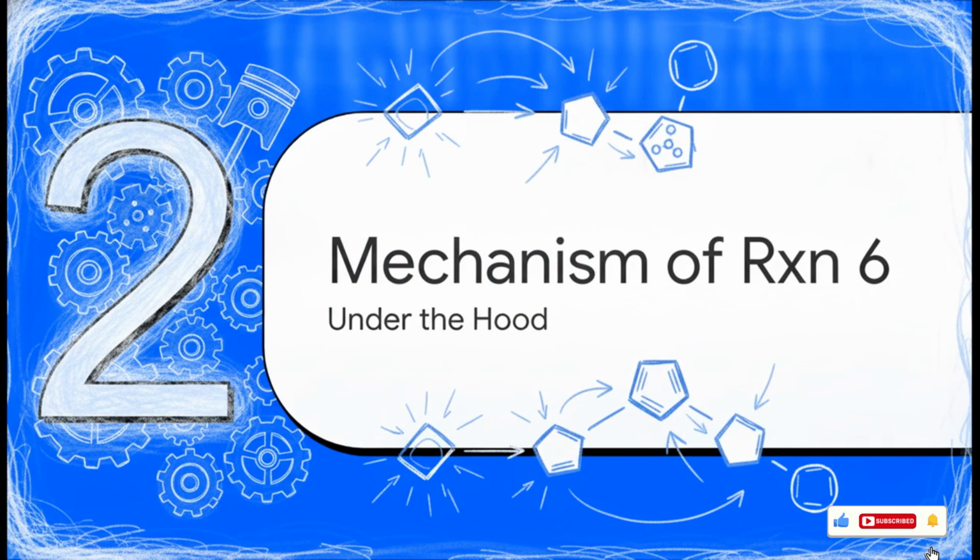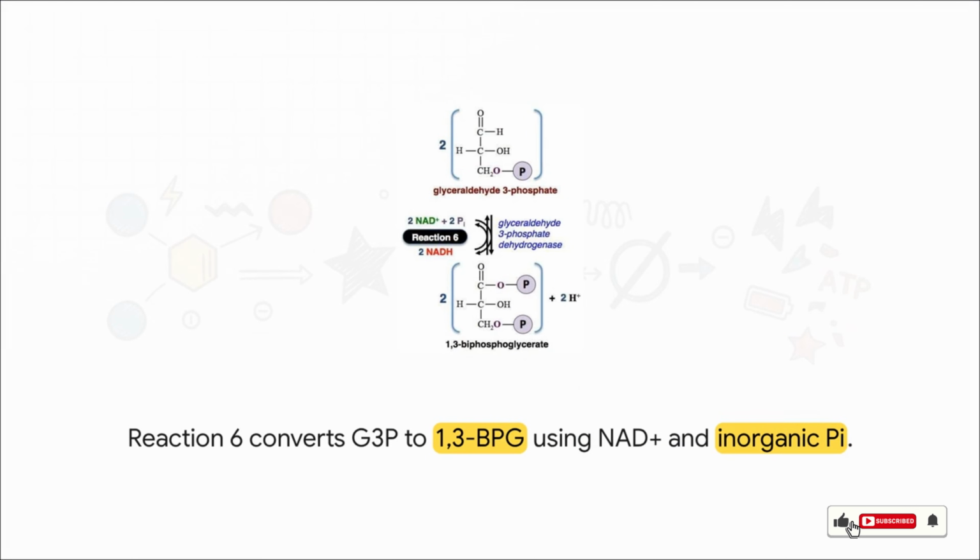Moving on to Section 2, mechanism of reaction 6. Okay, so this whole transformation is catalyzed by an enzyme called glyceraldehyde 3-phosphate dehydrogenase. Now, starting with our G3P, the enzyme needs an oxidizing agent to actually pull this off. It basically needs something to act as a catcher's mitt for the electrons it's stripping away. And that molecular catcher is NAD+. NAD+ steps right in, catches those electrons, and boom, it gets reduced to NADH.